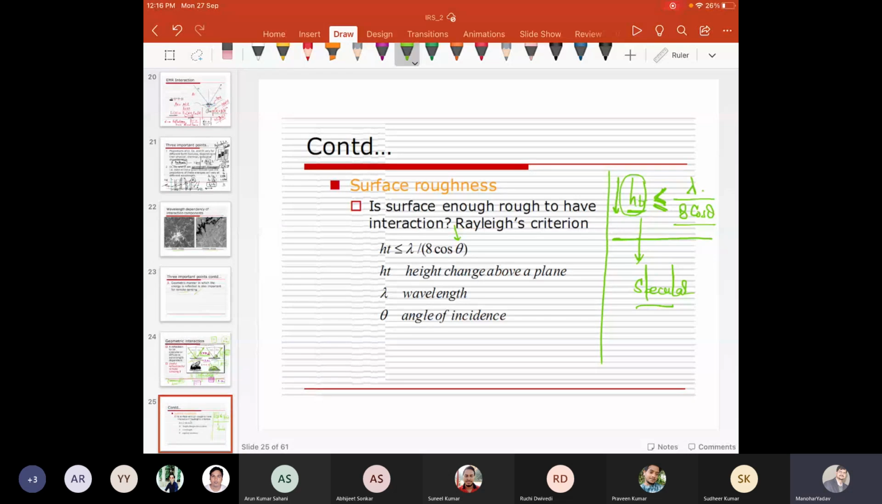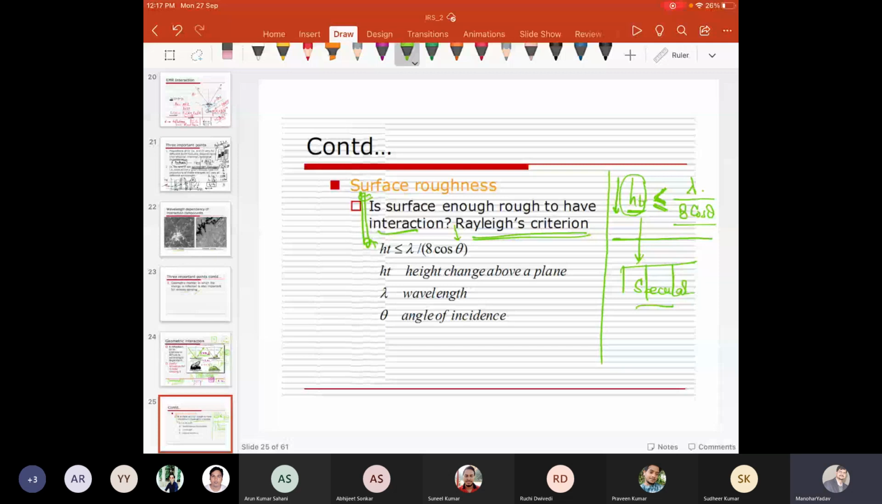Always remember, when we compare wavelength and surface roughness, wavelength is considered higher than surface roughness. In that case, we have a specular reflection. We call it the Rayleigh criterion: is the surface rough enough to have an interaction? Interaction means there is enough roughness in the surface so that we can obtain a diffuse reflectance, which we consider in remote sensing.